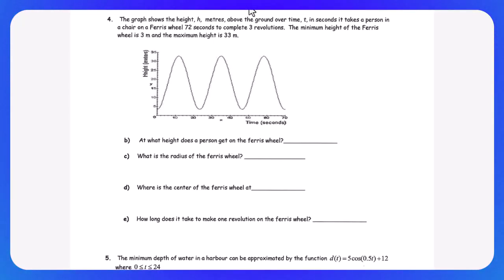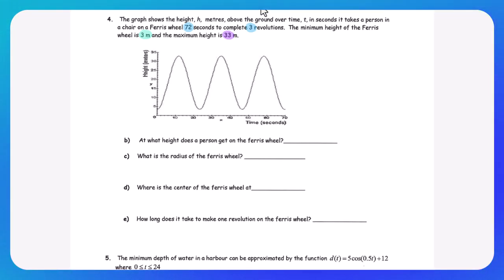And if you like, let's highlight some of that important information. So 72 seconds for 3 revolutions. When the minimum height is 3 meters, that makes sense because the chair of the Ferris wheel never touches the ground, so it's never at distance 0. And then the maximum height when you're way up in the air is 33 meters. So it's asking, at what height does a person get on the Ferris wheel?